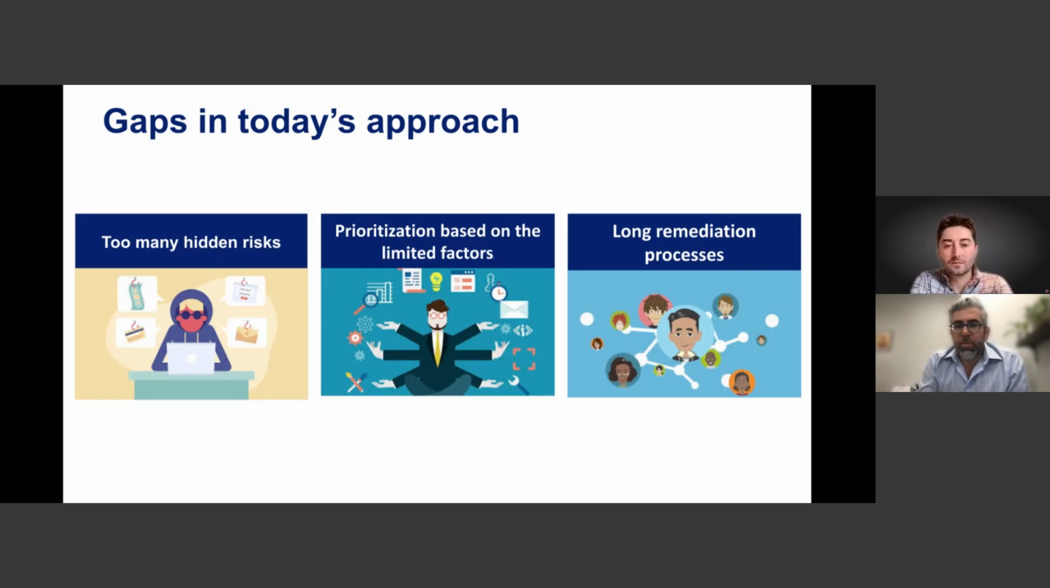But most of the platforms today, including the pen testers and the scoring systems, base their prioritization on the CVSS. And this is a very narrow way to approach it, mostly when you're facing hundreds or maybe thousands of new alerts every day.